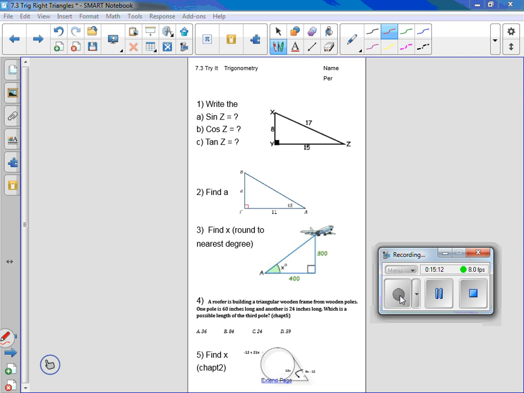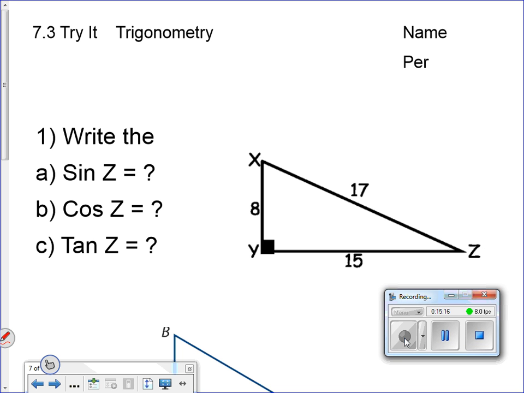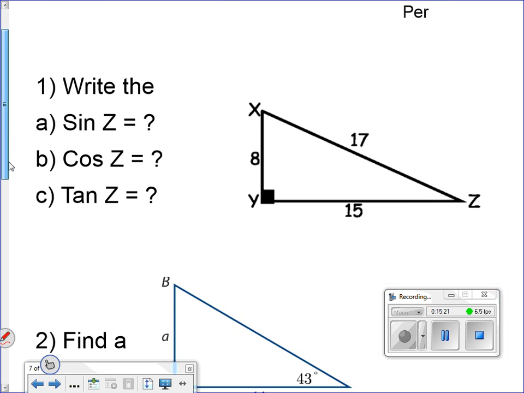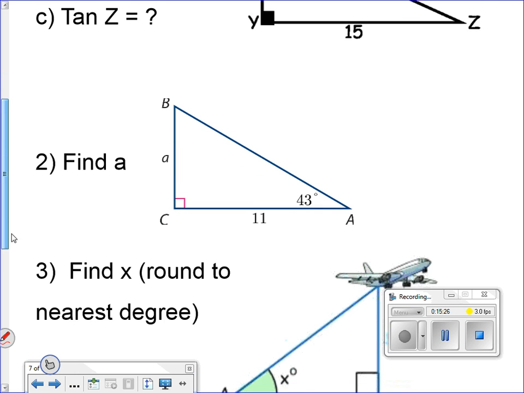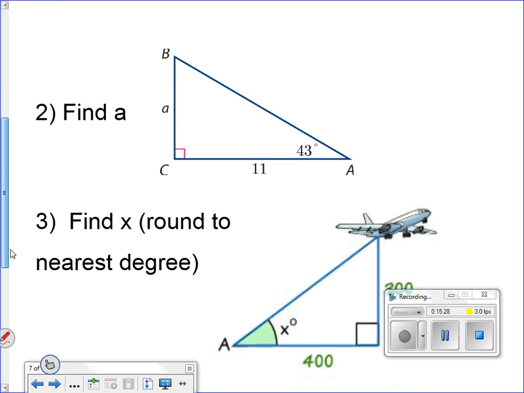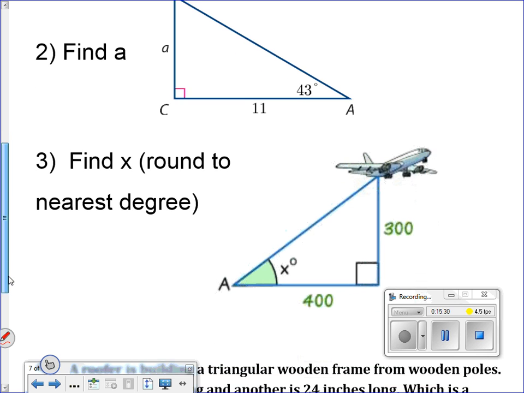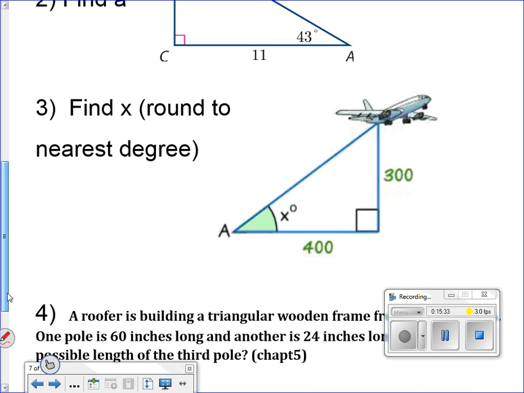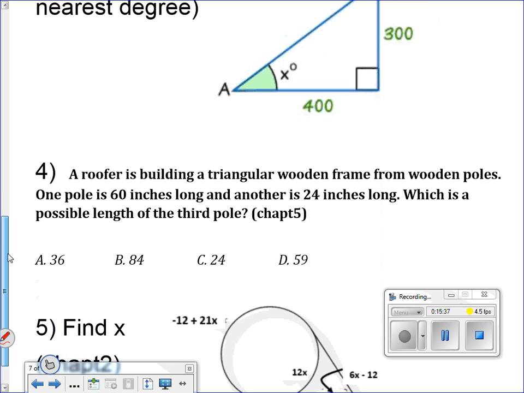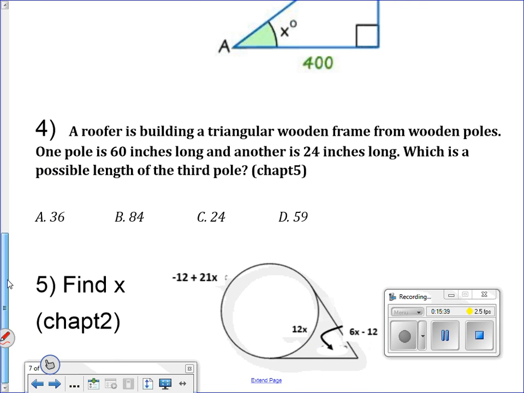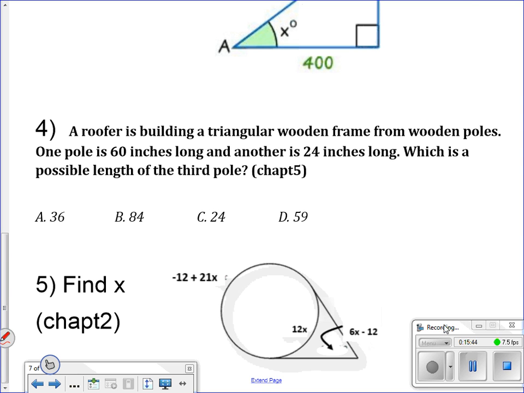All right, so I'll scroll in so you can see these things. Some review questions down towards the bottom. On that first one, you're just writing the fractions. You're not solving for anything. On number 2, you're actually finding A. Number 3, you're finding the angle like we just did. Number 4 is a review question. And number 5 is a review question. All right, good luck, everybody.